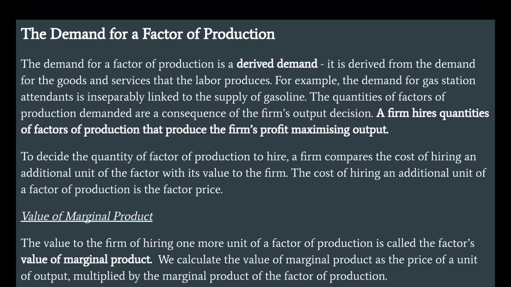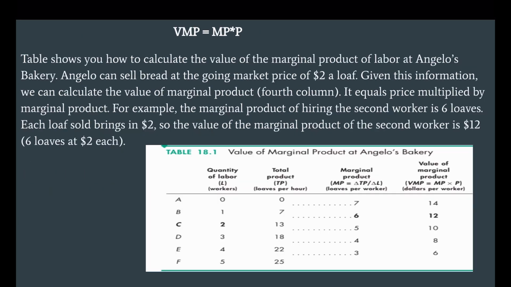We calculate the value of marginal product as the price of a unit of output multiplied by the marginal product of the factor of production. VMP is equal to MP times P. The table shows you how to calculate the value of the marginal product of labor at Angelio's bakery. Angelio can sell bread at the going market price of $2 a loaf. Given this information, we can calculate the value of the marginal product.